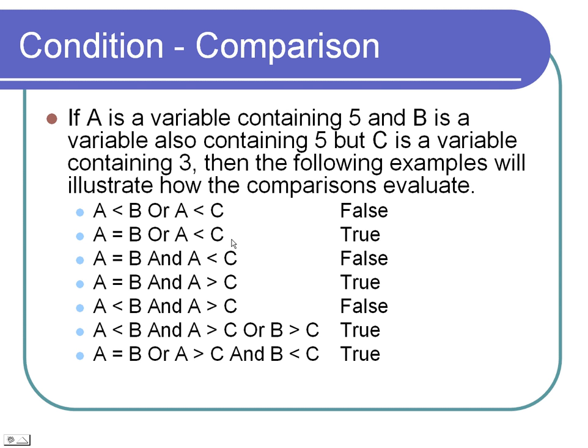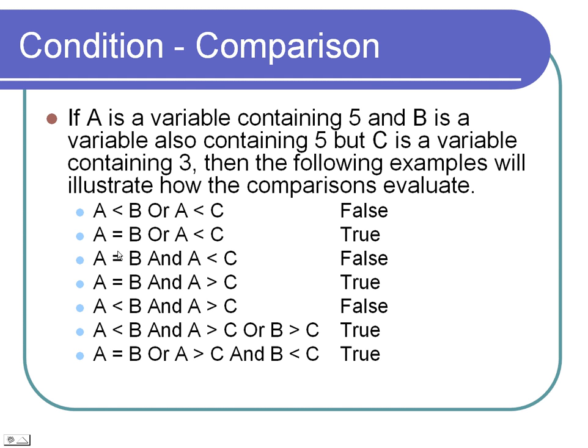To show you some more complex conditions, here are some that we've been using. Here's A less than B or A less than C. Now let's see what that is. This would be like 5 less than 5. Is that true? No, that's false. That part's false. And we OR it with 5 less than 3. Well, both of those are false, and in an OR, they both must be false in order for the whole thing to be false. We'll see that in a little bit in the truth tables.